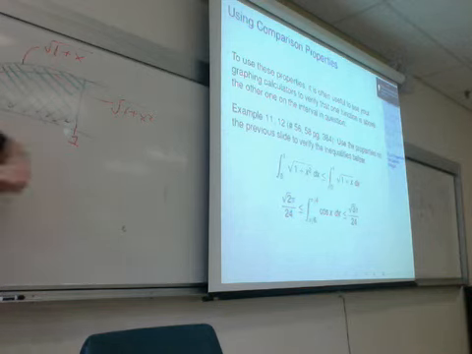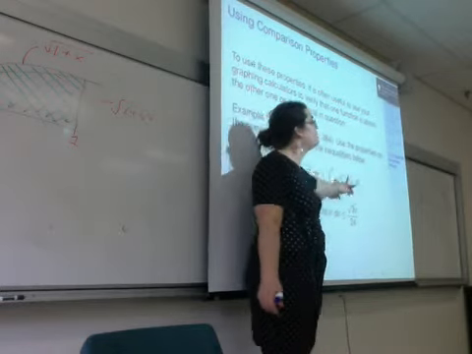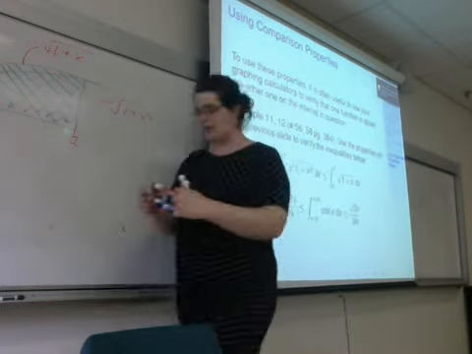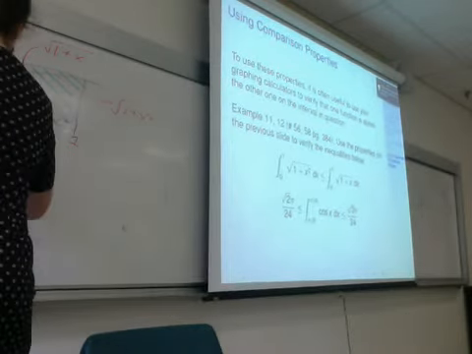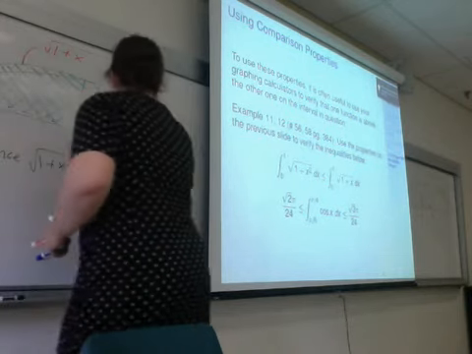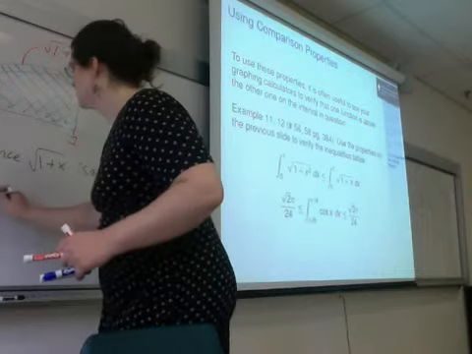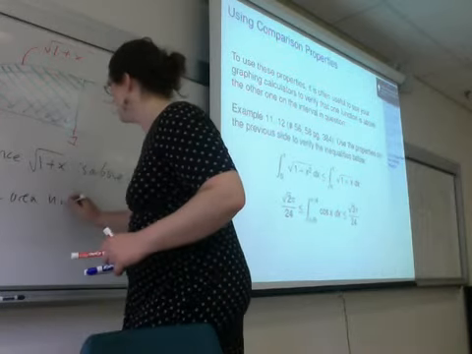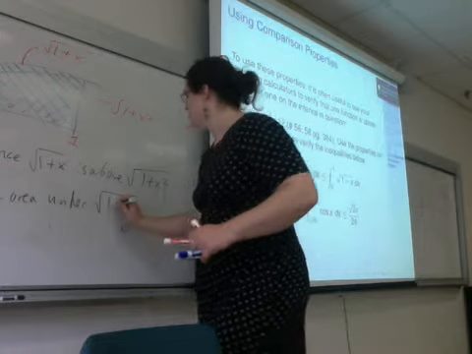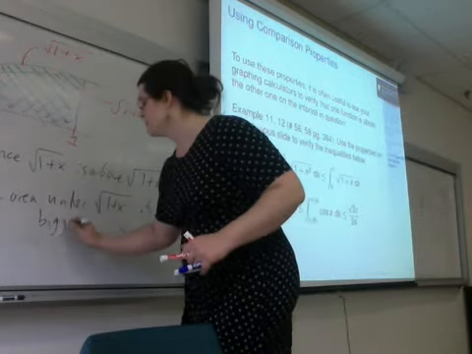So if I ask you to verify this, what I really want you to do is sketch the graph and show that this graph is above this graph. And say something like, since square root 1 plus x is above square root 1 plus x squared, the area under square root 1 plus x is bigger.